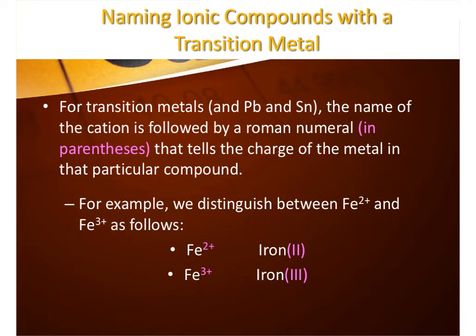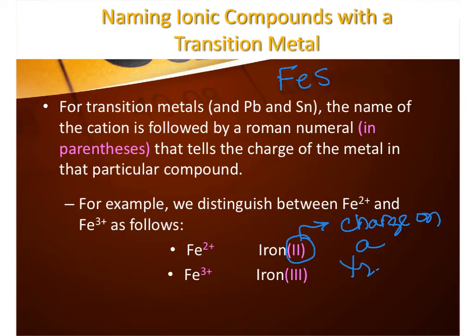So how do we tell the reader what the charge of that is? If we have something like FeS, we have got to tell the reader that we're talking about an iron with a +2 charge. And we do that by using Roman numerals in parentheses. So the Roman numeral represents the charge on the transition metal.